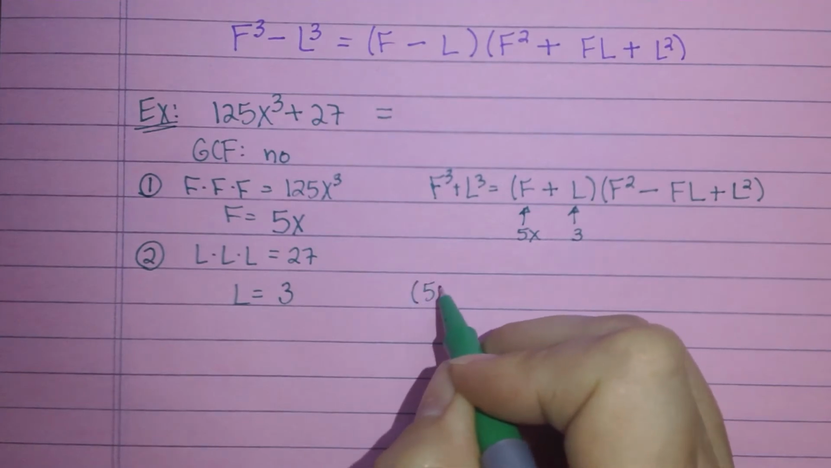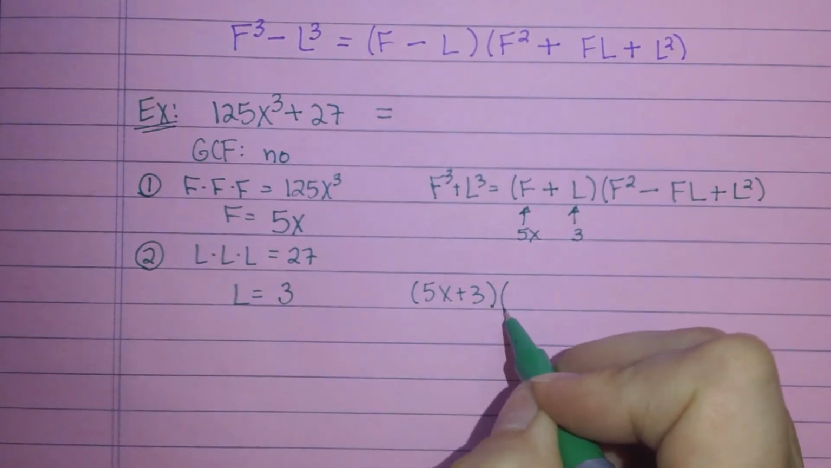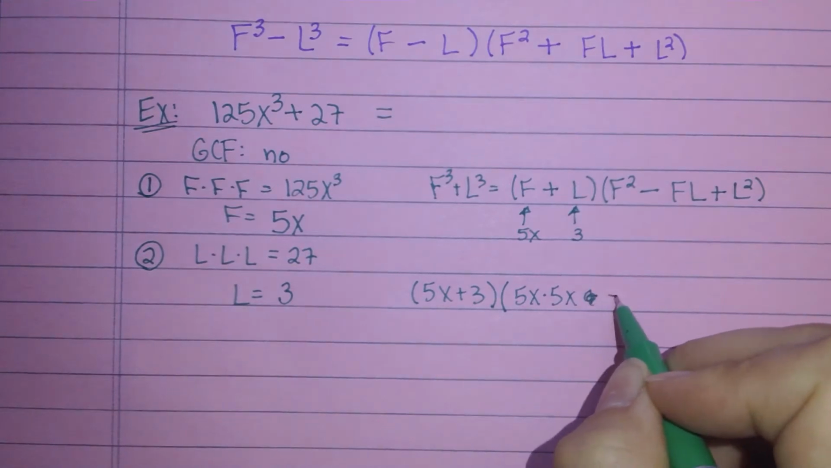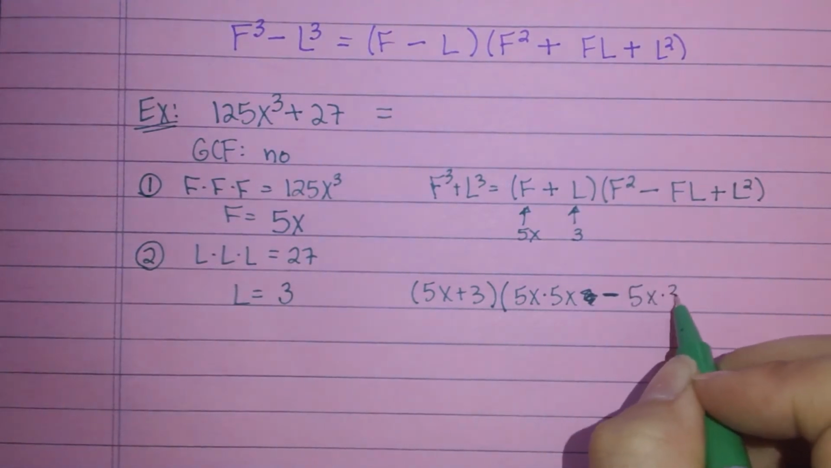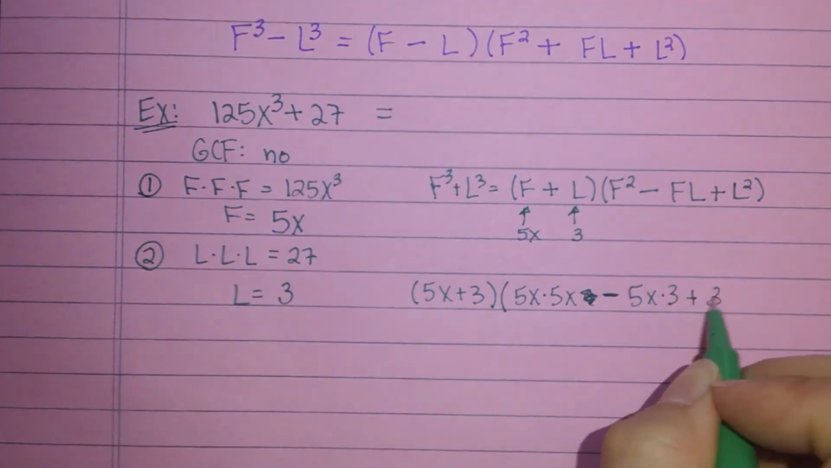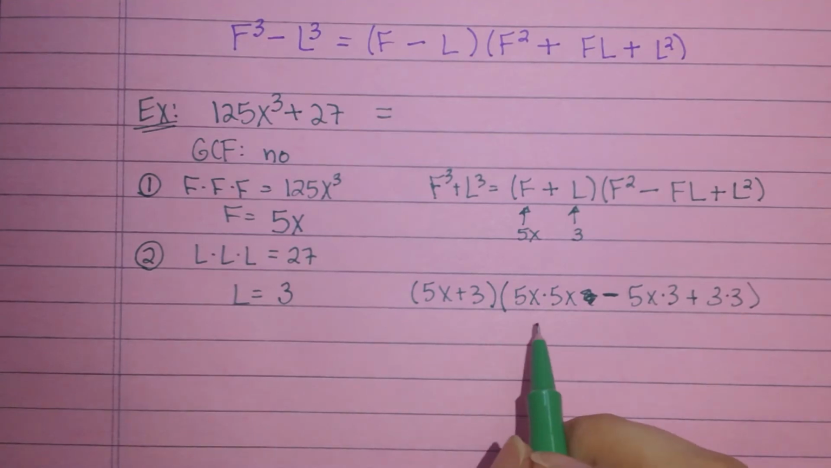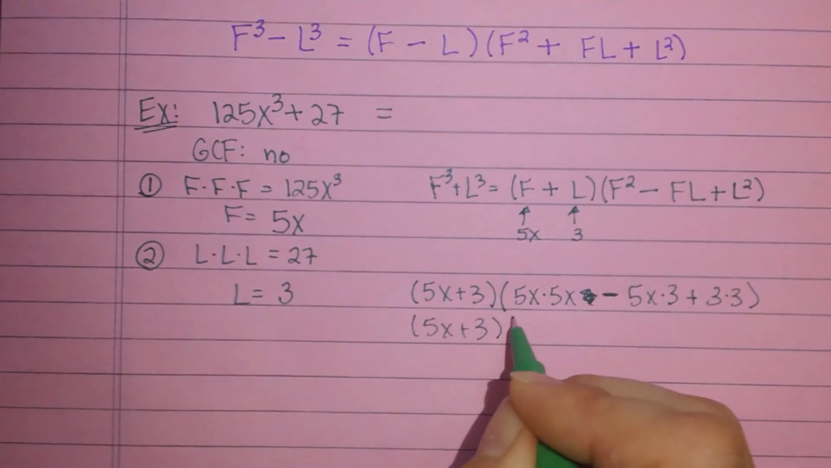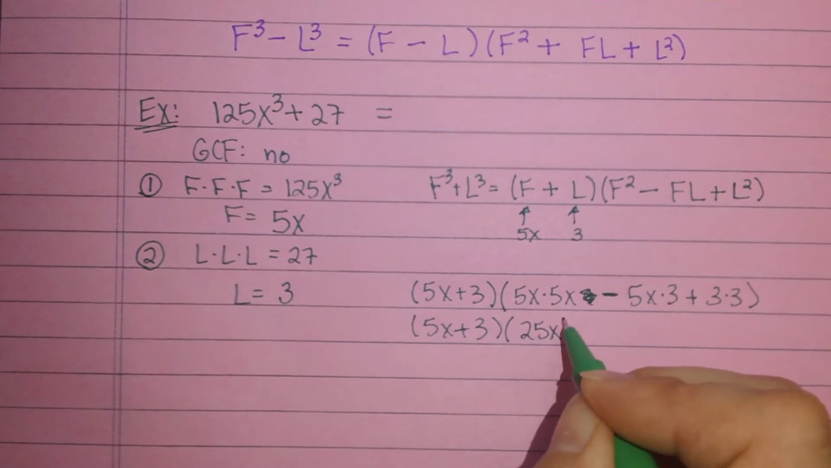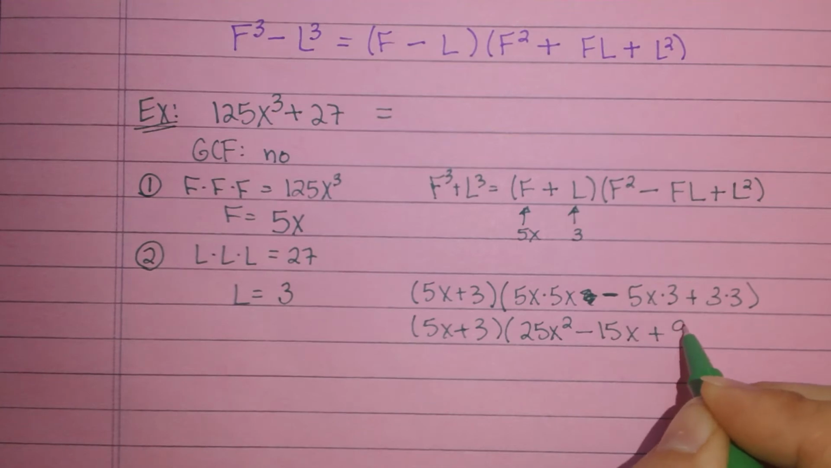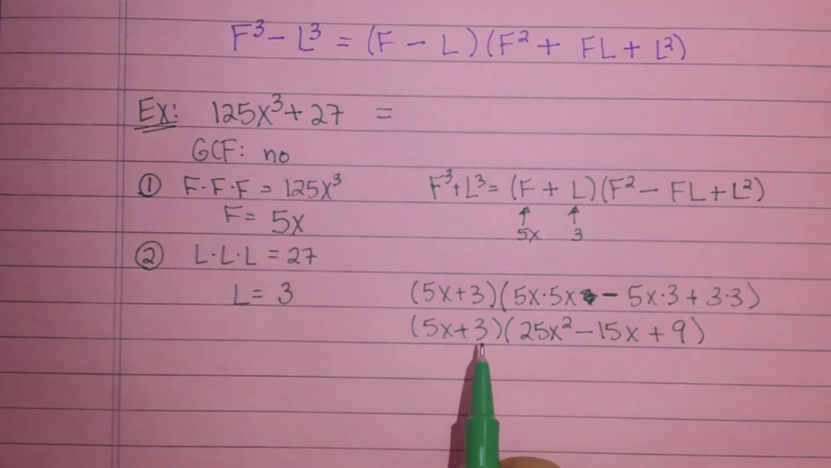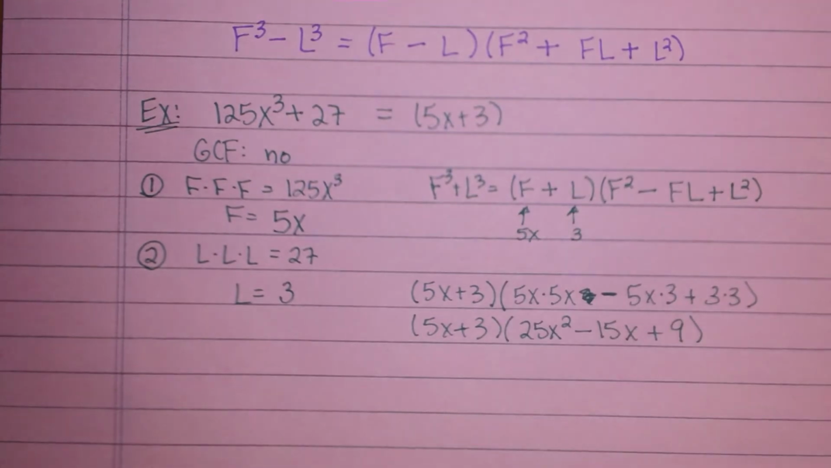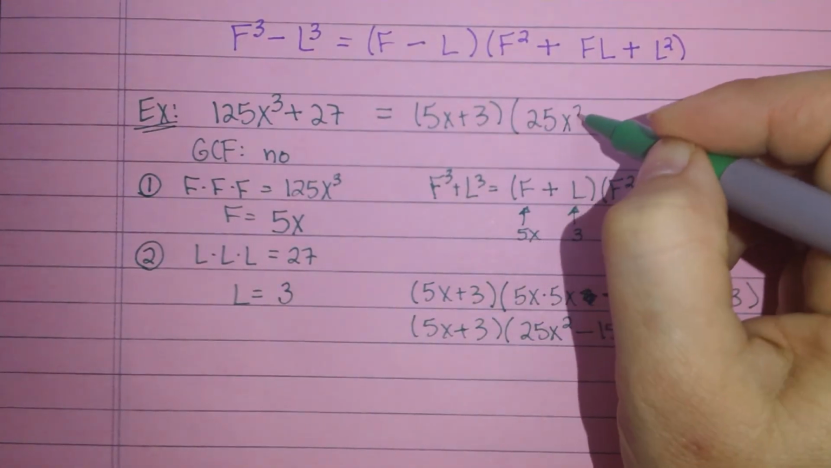So it will be 5x plus 3 in the first parenthesis, and the second parenthesis is going to be F squared, so I have to take 5x times 5x, minus FL, so minus 5x times 3, and then plus L squared, so plus 3 times 3. When you work out these multiplications, you're going to end up with still 5x plus 3 in your first parenthesis, and the second parenthesis will be 25x squared minus 15x plus 9. And that's actually equal to the original problem. So if we were to FOIL that out, we would end up with 125x cubed plus 27.